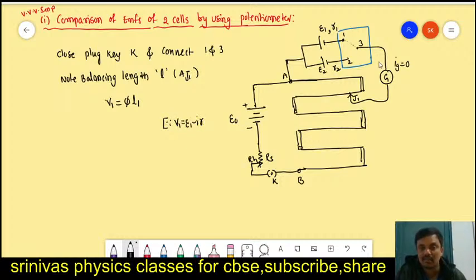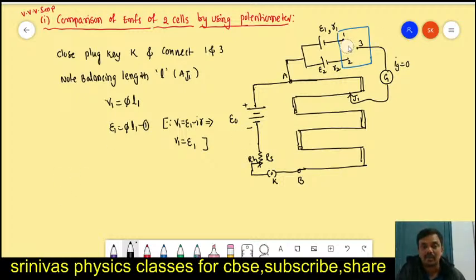But the current through the galvanometer is 0, which means this is a single path, right? When current through the galvanometer is 0, automatically current through the cell is also 0. When current through the cell is 0, in the open circuit, the potential difference equals the EMF of the cell. Then we write E1 is equal to phi L1. This is equation 1.